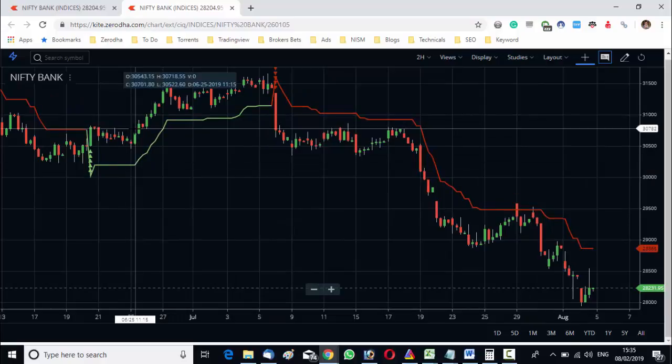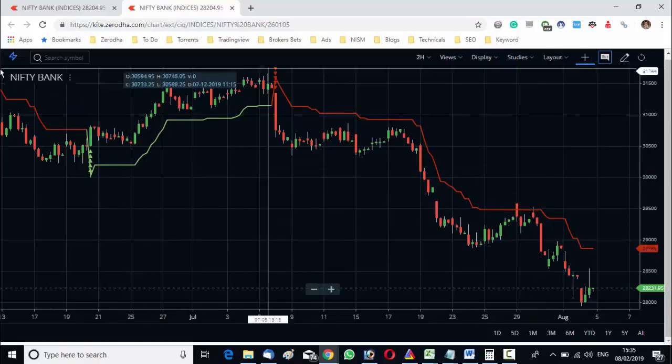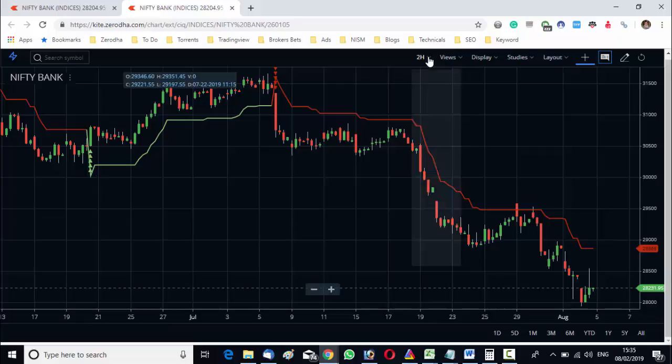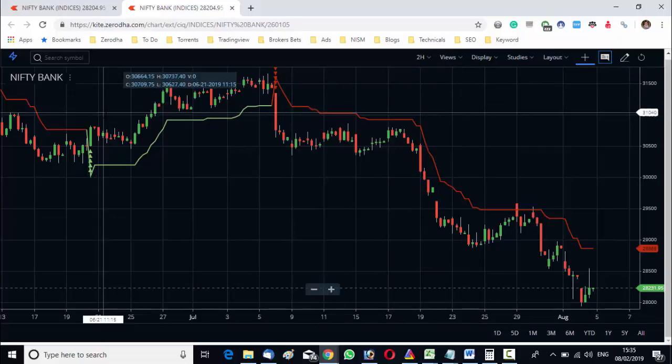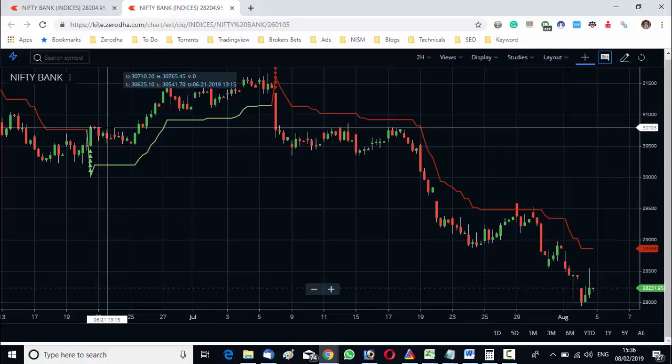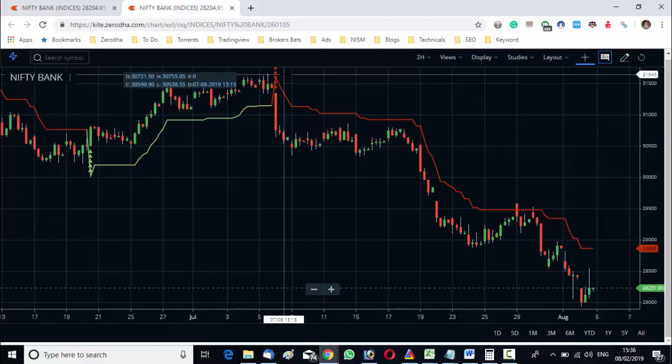Now let us see the profit potential. I am using the Super Trend on a 2 hour chart. So this is positional trading that I am doing. So you can see when the buy signal has come, it came around 30,800 odd levels. From there, the highest mark that has been made was 31,650. So it is around an 850 points rally that has been made.